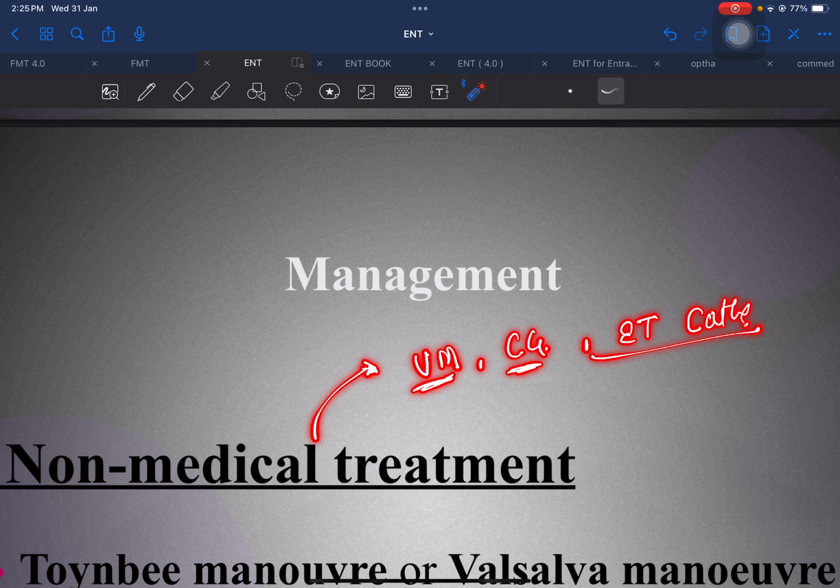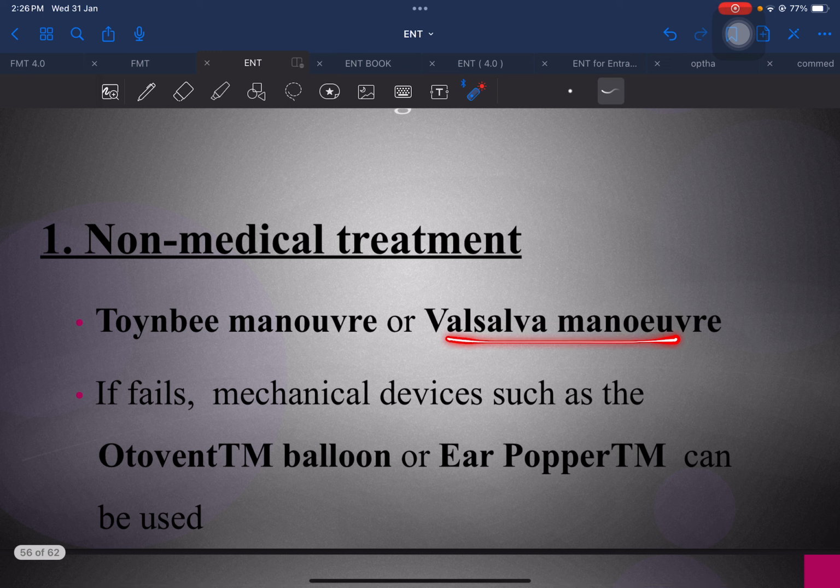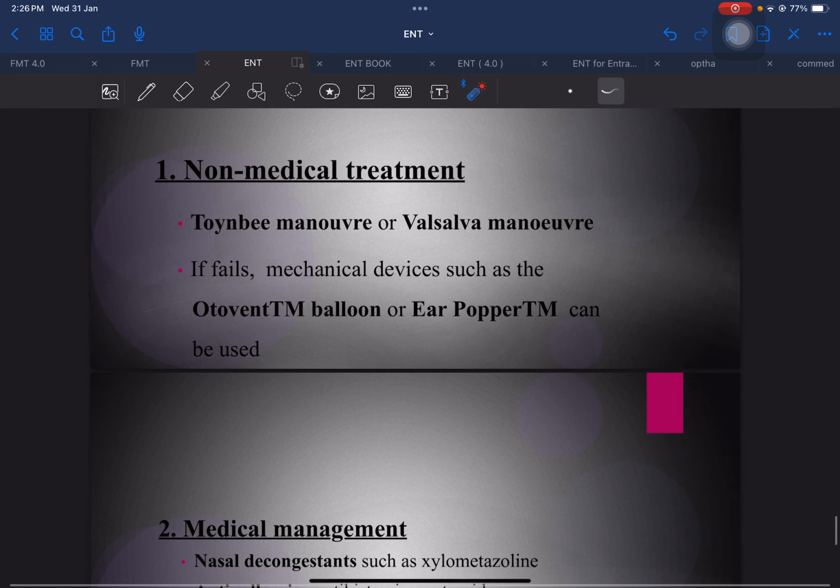Now with these measures, what we'll do is observe the patient on monthly follow-up for 3 months. In maximum of the cases, OME will be resolved within 3 months. So we gave Valsalva maneuver, Toynbee maneuver also we can give, and along with it we can offer chewing gum and do eustachian catheterization. Now if these maneuvers fail, then a mechanical device such as Autovent or a tympanic membrane balloon can be used.